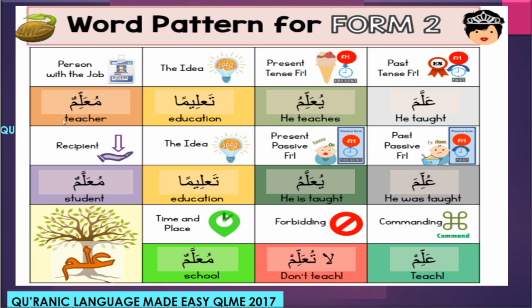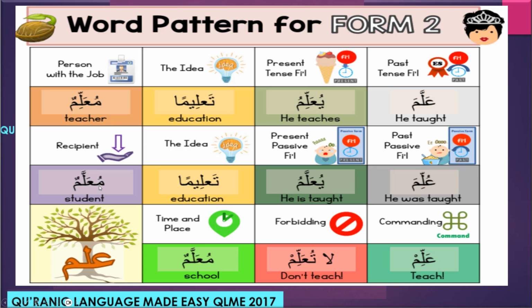And the sarf chart for this is, we have the madi, past tense, allama, he taught, mudari yu'allimu, he teaches, ta'liman, masdar, education, mu'allimun, that is the fa'il, the person with the job, the teacher. And then we have ullima, he was taught, this is madi majhul, yu'allamu, he is taught, mudari majhul. And then we have mu'allamun, this is ism maf'ul. And then we have allim, that is command, teach, la tu'allim, don't teach, this is nahi.